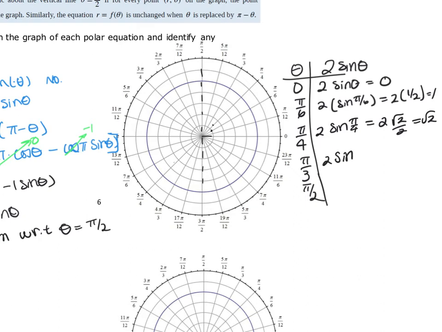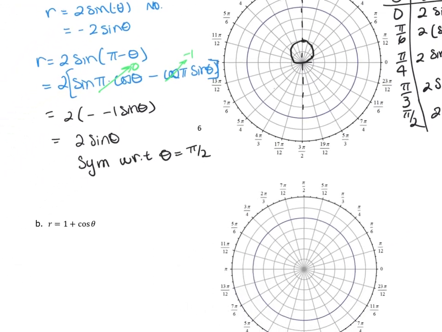2 times the sine of pi over 3 is 2 times the square root of 3 over 2, which is the square root of 3, which is more than 1 but less than 2. So it's somewhere like there. And then 2 times the sine of pi over 2 is just going to be 2 times 1, or just 2. So this is kind of what the shape is looking like. So this is a circle. I could have recognized that also from up above because we knew that was going to be a circle.